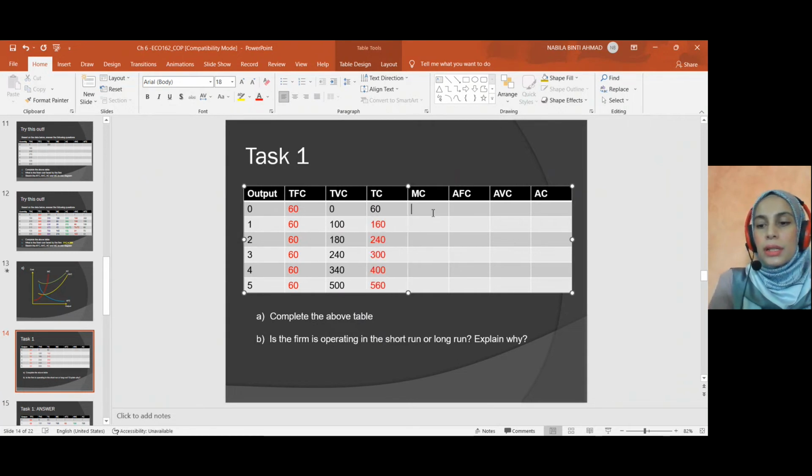Okay, marginal cost. Okay, change in total cost divided by change in quantity. Right? So, di sinilah ya 160 tolak 60, 100. Ya, bahagi 1. 240 tolak 160 berapa? Ini adalah 60. Kemudian ini 100. Dan ini 100.